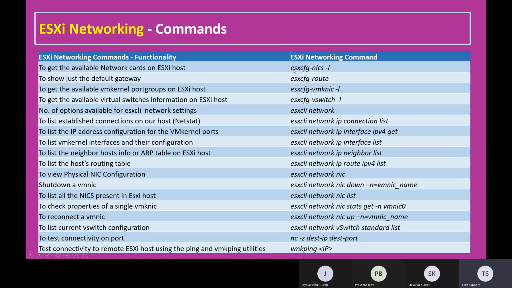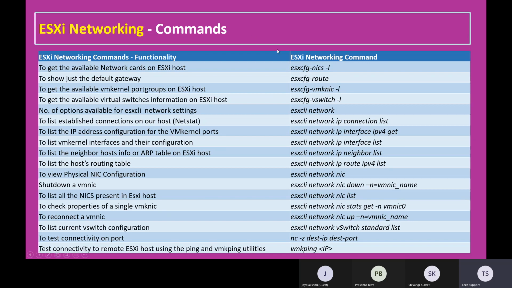For ESXi commands, if you observe here, we have two types of commands. Either you can use esxcfg, where cfg means configure, ESX configuration commands, or you can use esxcli commands, where CLI means command line interface. And we are talking about ESX networking, so all commands start with esxcli network only. After that, we add the specific syntax, or we can say the specific namespaces we are using. So let's start discussing them one by one.